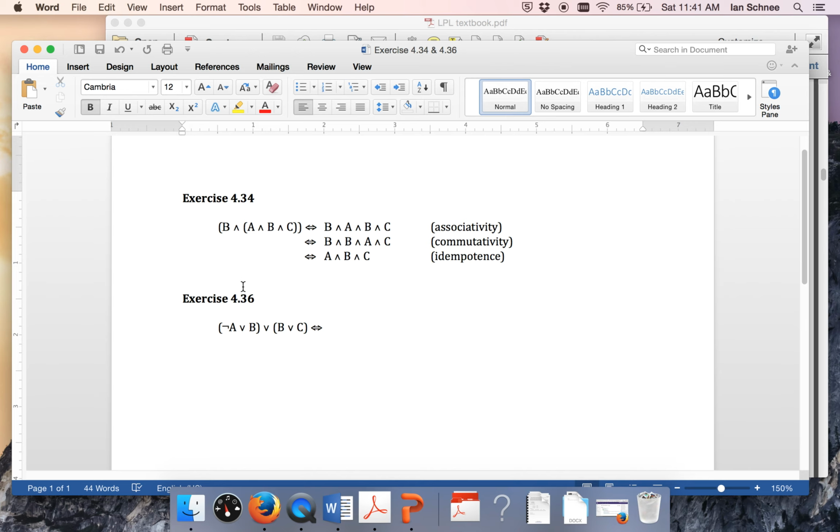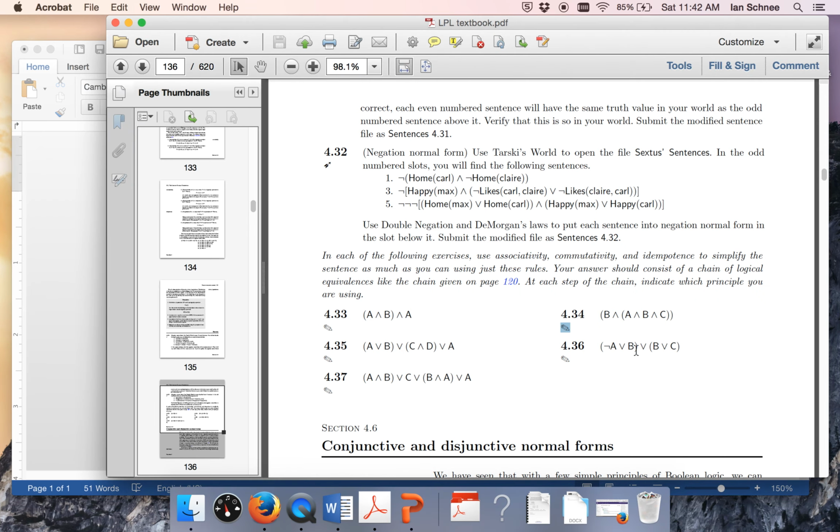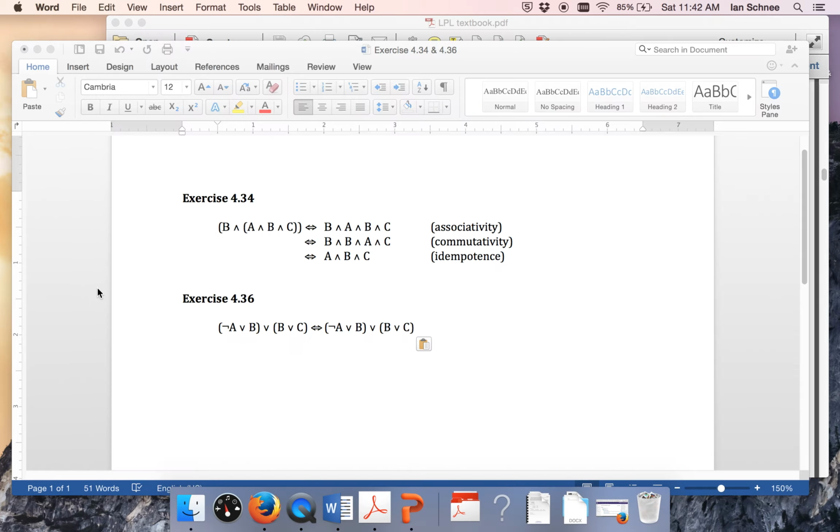Let's do 4.36 in order to finish this work off. And so here's my original sentence. I'm just going to copy and paste it over here. Now this is all disjunctions. Did I copy that right? That seems too easy. It is all just disjunctions. Okay, this is easy. So the first thing we can do is just drop all of these parentheses. That's multiple applications of associativity, but that's okay. We're still only applying one rule, so there's nothing wrong with that.